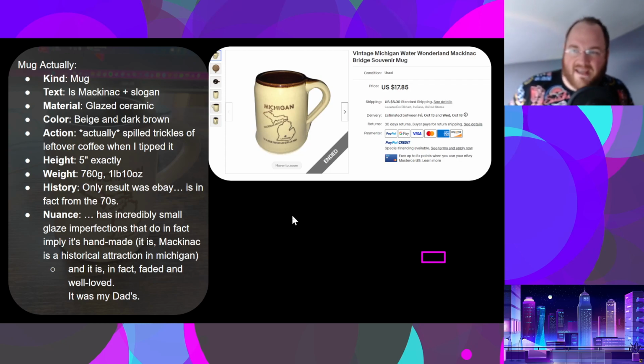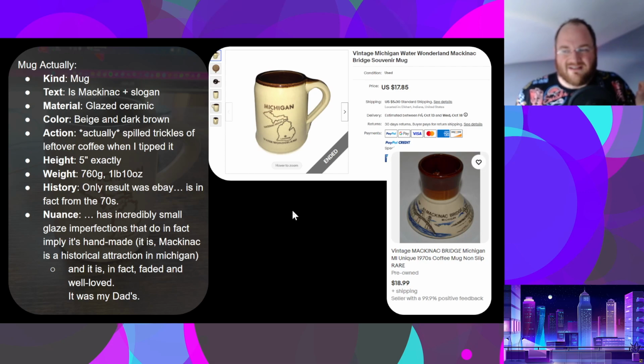So this is the eBay listing for this same kind of mug. They don't say when it was made or anything, but it is a Mackinac Bridge souvenir mug, vintage. And I know Mackinac Island is the place where these things are made, just because of Michigan history. They're very like, we churn our own butter and we build things and we kiln things. It is handmade, guaranteed.